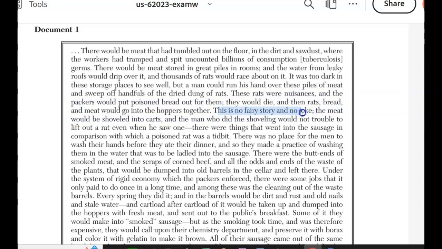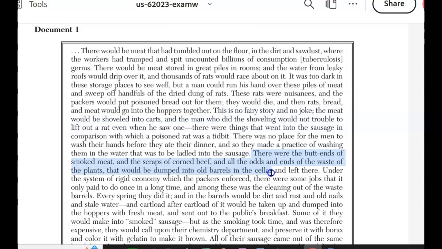This is no fairy tale and no joke. The meat would be shoveled into carts, and the man who did the shoveling would not trouble to lift out a rat even when he saw one. There were things that went into the sausages in comparison with which a poisoned rat was a tidbit. There was no place for the men to wash their hands before they ate their dinner, and so they made a practice of washing them in the water that was to be ladled into the sausage. So they'd wash their hands and then throw the dirty water into the sausage grinders.